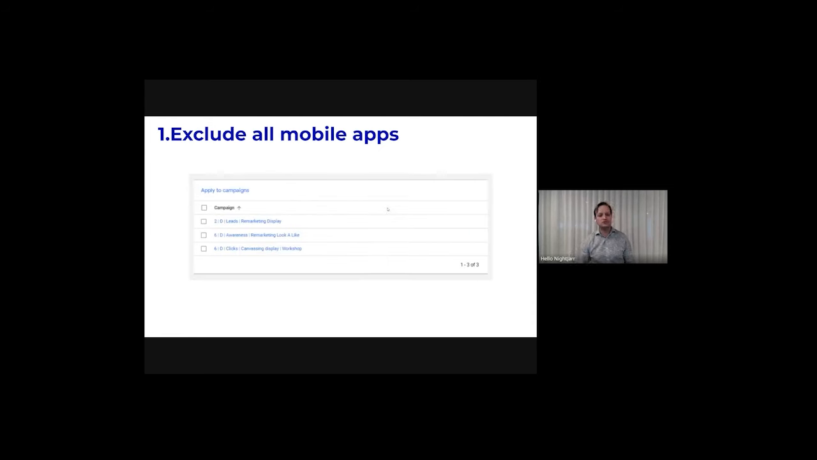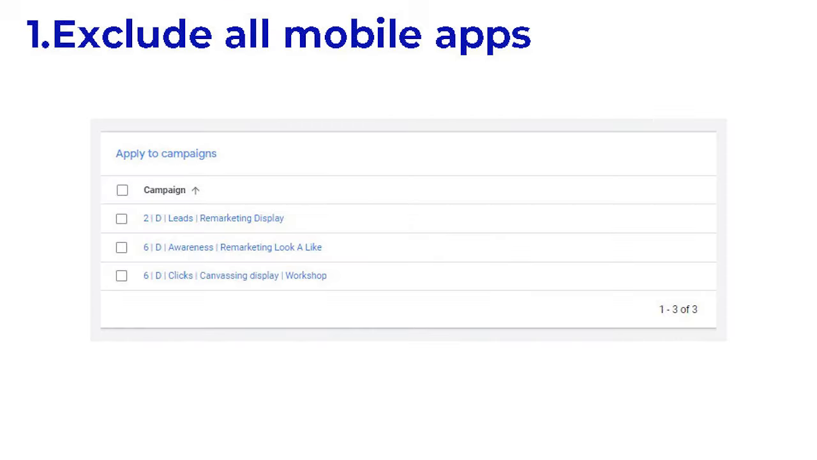And then you've built the list, and then you need to apply it to all the campaigns as well. So Google's made it incredibly odious to opt out of this mobile app spam ecosystem. So that's one of the ways that you can avoid showing your ads there.